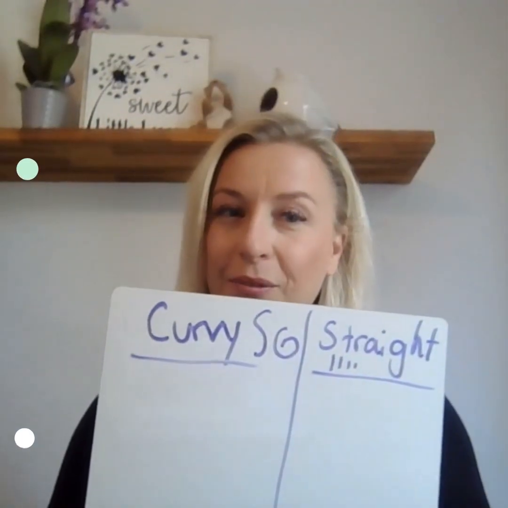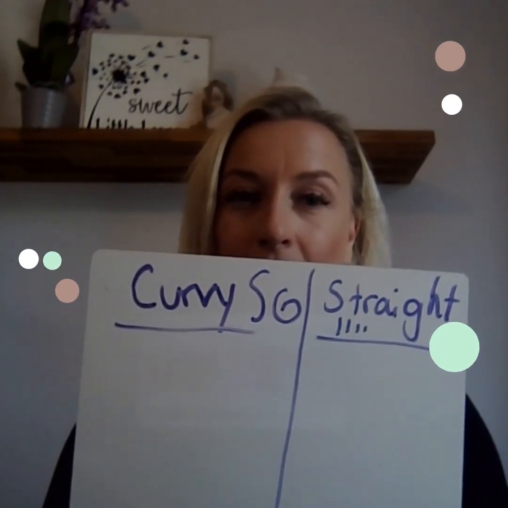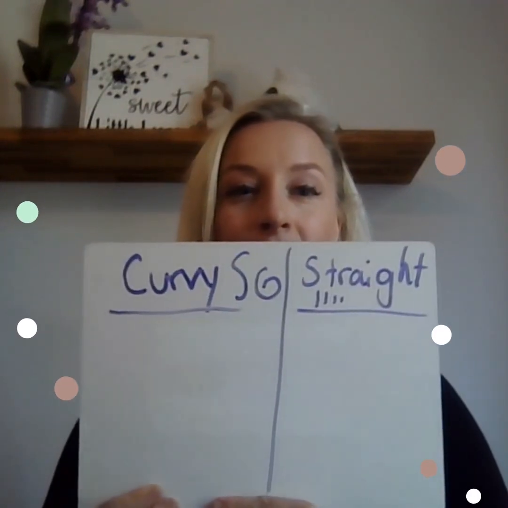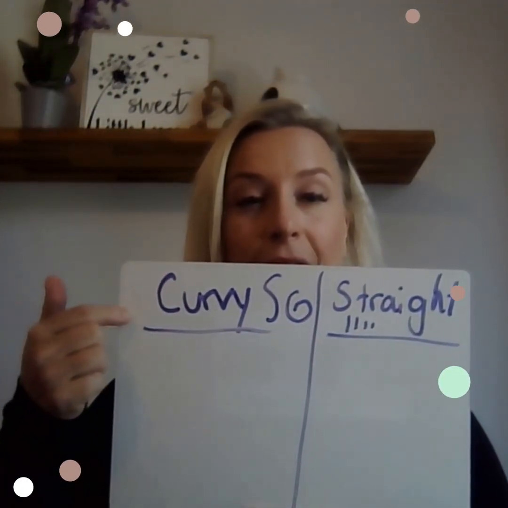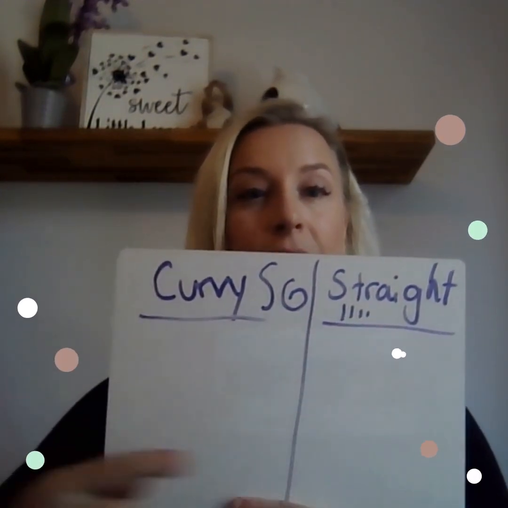Are you good detectives? Can you go looking around to see what you can find, which has curvy and which has straight lines? So you're going to make sure that you have something that says curvy on one side and straight on the other side.